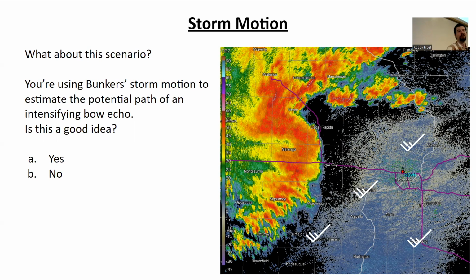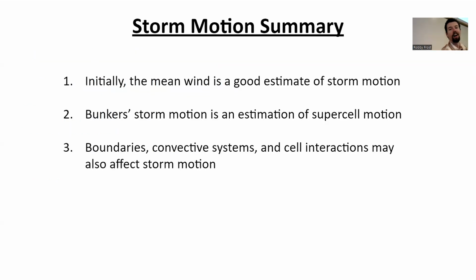So now, fun question. In this scenario, you've got a QLCS bearing down on Davenport. You have some storm motion estimations that your AWIPS is giving you, and these are going to be the Bunkers right motion. Is this a good idea? No, it's not. This thing has its own motion. We're going to have to be really careful when we estimate storm motion of big systems like that.